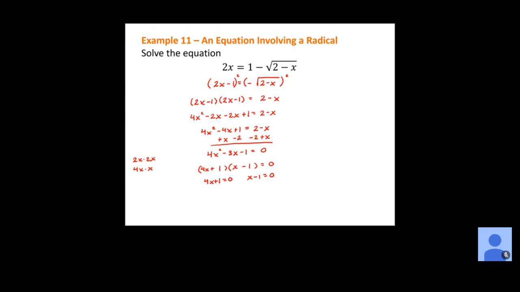So then what are we going to get when we solve that first one? Good. So we subtract the 1, which is negative 1, divide by the 4, and so we get negative 1/4. All right, and then what about the other one? Good. So add the 1, and we just get x equals positive 1.